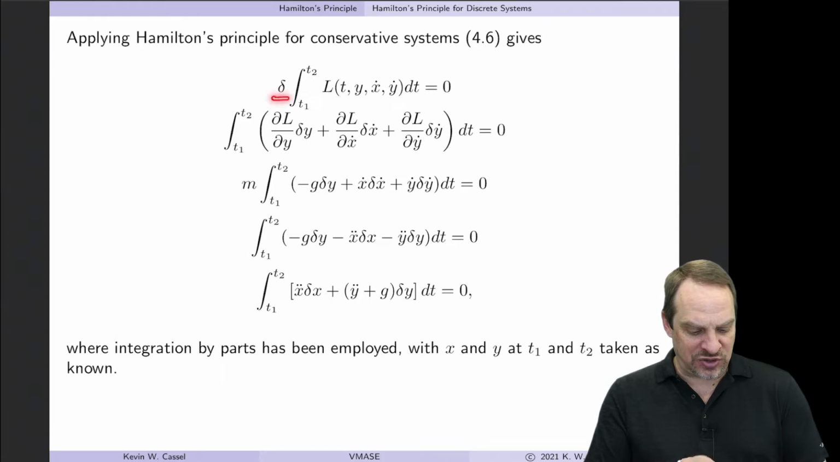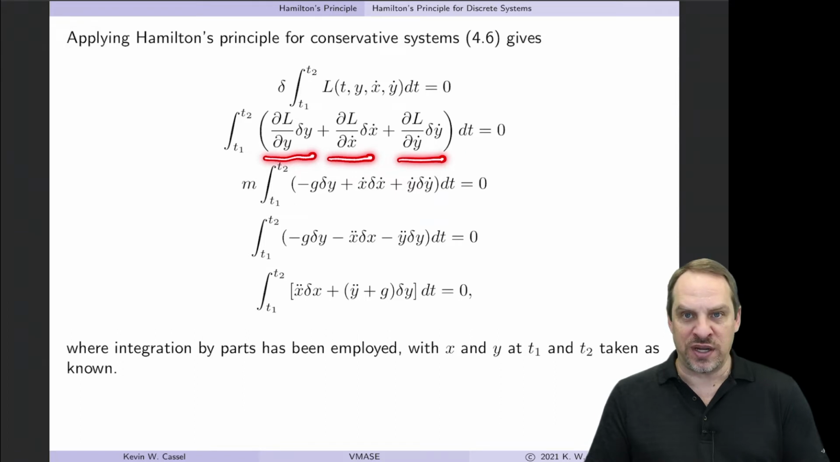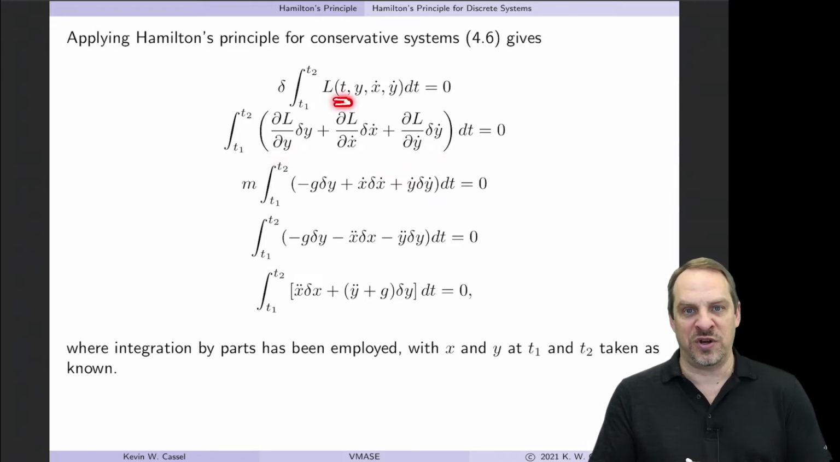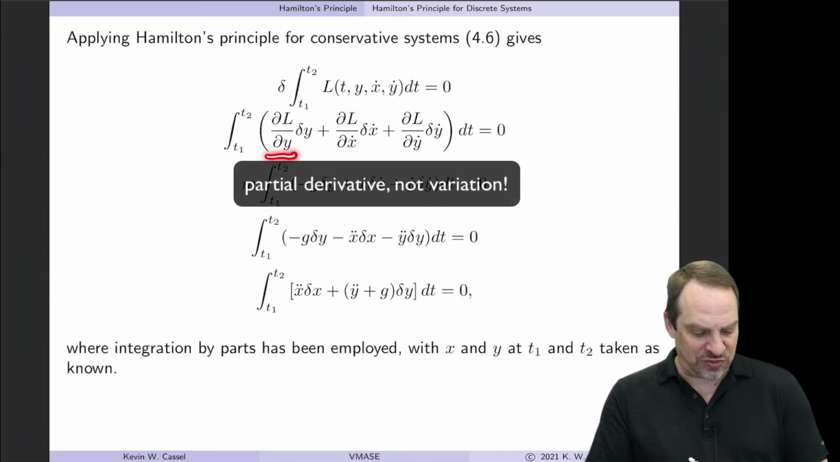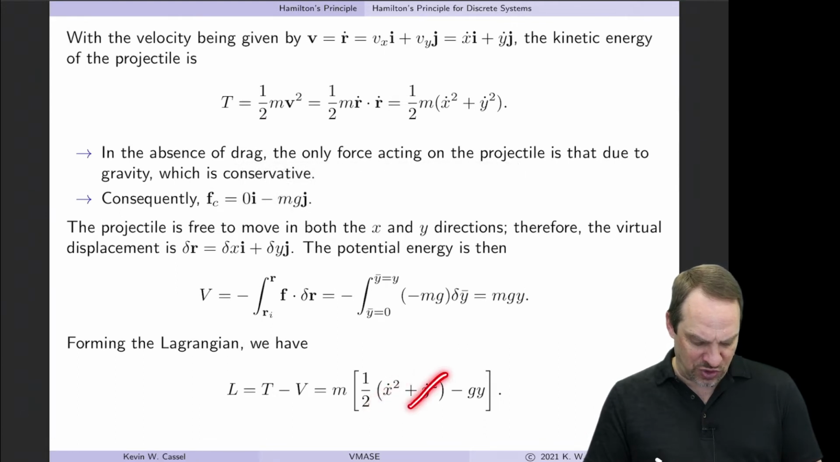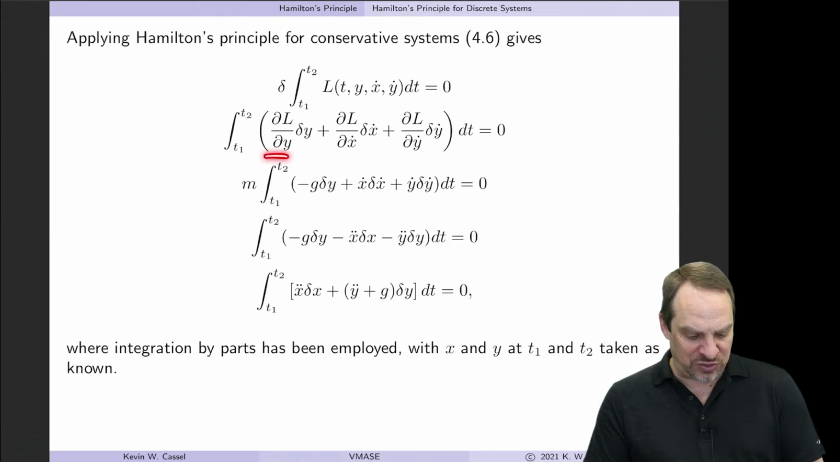So I take the variation of L given these variables, and I have partial L partial y delta y plus partial L partial x dot delta x dot plus partial L partial y dot delta y dot. I've already taken into account that t is in fact our independent variable and therefore does not vary. So what's the variation of L with respect to y? Well, if we go back here, there's no y term here, there's no y term here, so it's minus mg. So partial of L with respect to y is just minus mg.